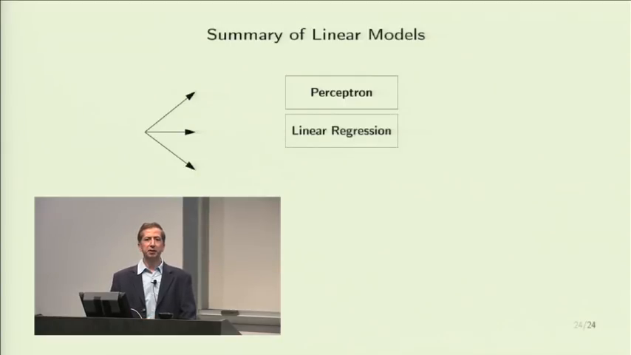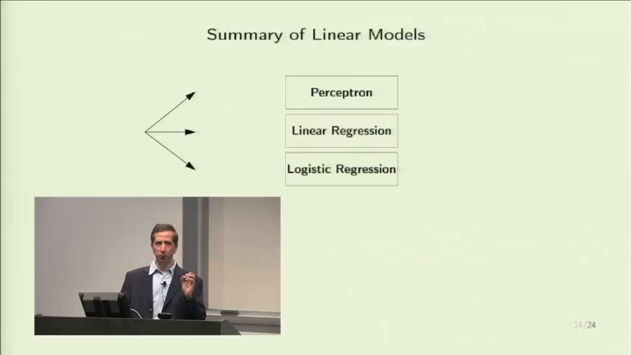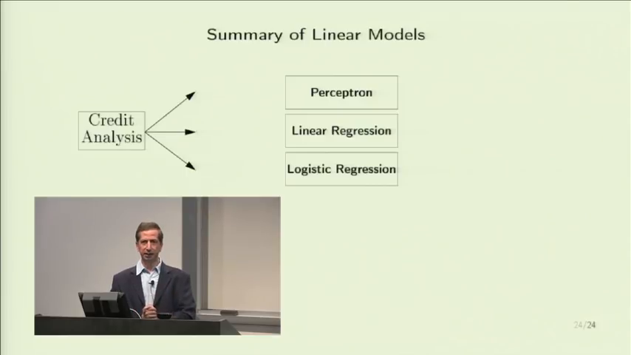We had linear regression, and today we added logistic regression. Let's take one application domain, which is credit, and see how each of them contributes. So we have credit analysis, okay? If you apply each of these to credit analysis, what type of thing do you implement? For the linear classification of the perceptron, you accept or deny. That was our very first example, right?